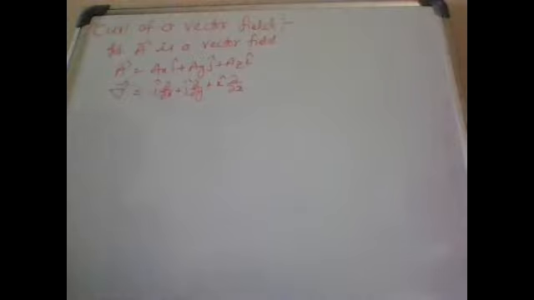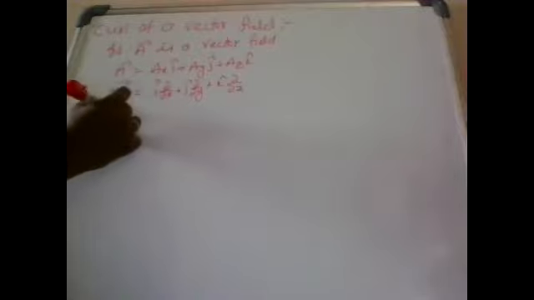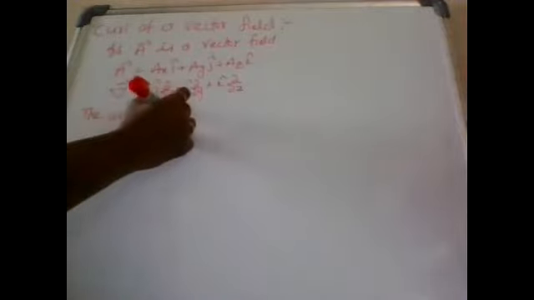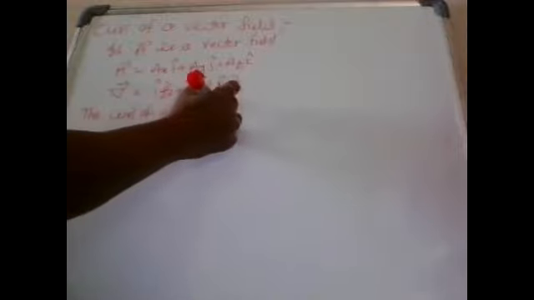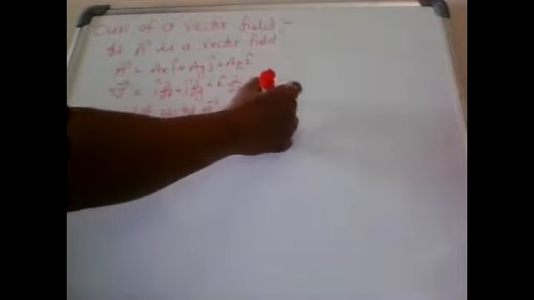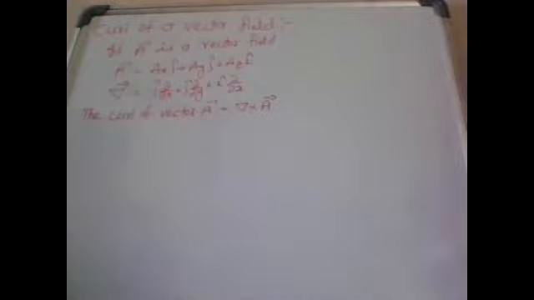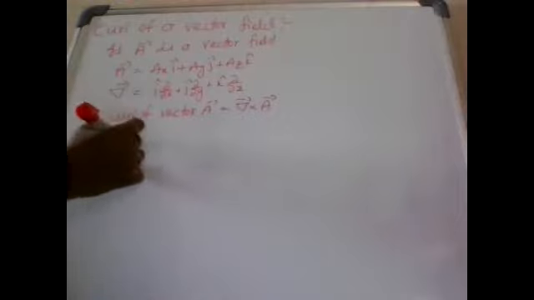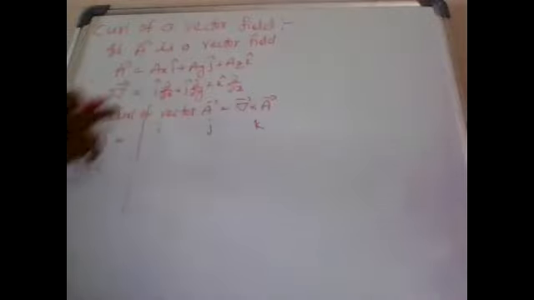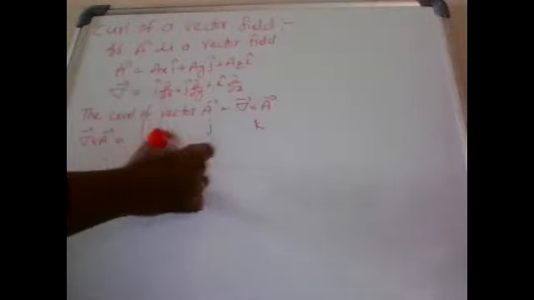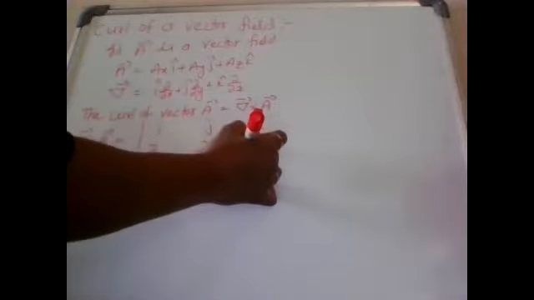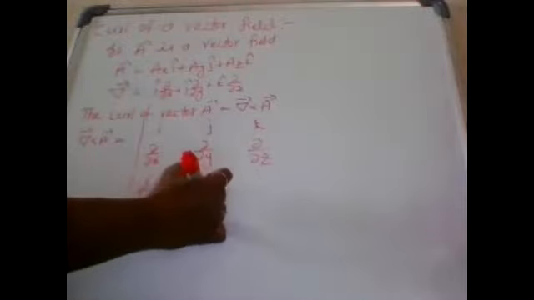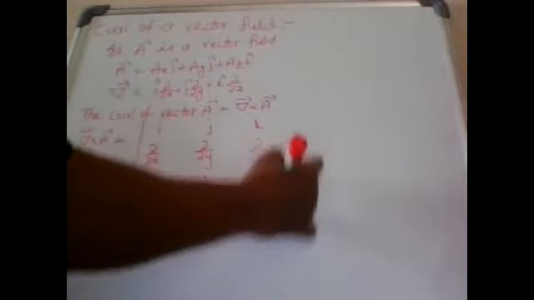So the curl of vector A bar we can write as del cross A bar. Del cross A bar equals the determinant of i, j, k; here the del operator dou by dou x, dou by dou y, dou by dou z; and this is vector A: A suffix x, A suffix y, A suffix z.